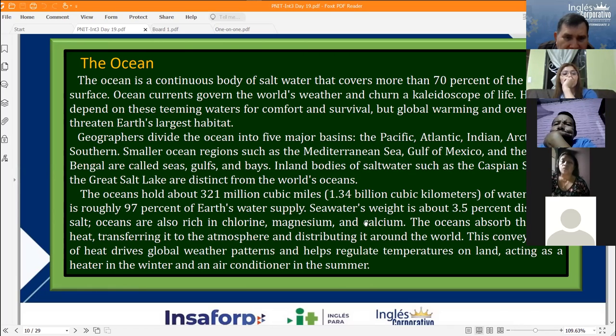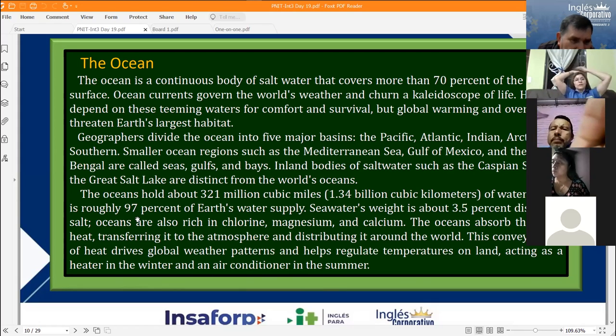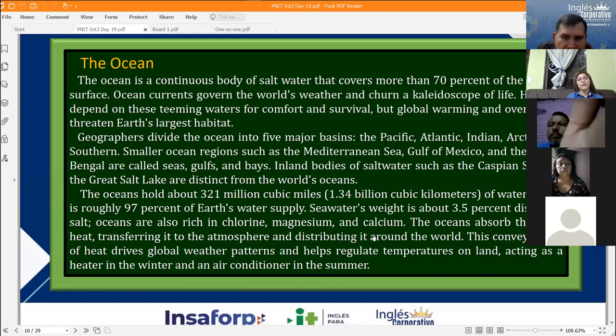The ocean holds 321 million cubic miles, 1.34 billion cubic kilometers of water. Roughly 97% of Earth's water supply. Seawater's weight is about 3.5% dissolved salt. Oceans are also rich in chlorine, magnesium, and calcium. The oceans absorb the sun's heat, transferring it to the atmosphere and distributing it around the world. This conveyor belt of heat drives global weather patterns and helps regulate temperatures on land, acting as a heater in the winter and an air conditioner in the summer.